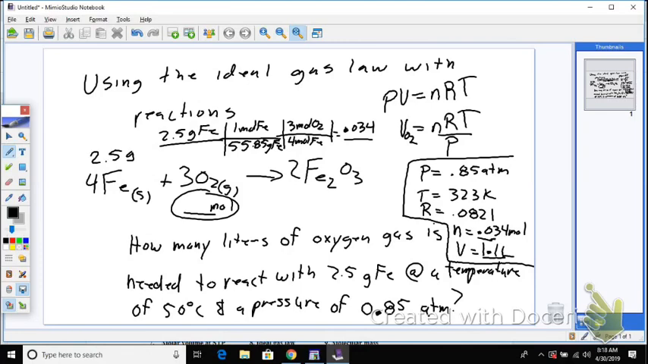So if I did a reaction, and I knew it was going to take place around this temperature, I would need at least 1.1 liters of oxygen gas to be put with the 2.5 grams, and then the reaction would go. Okay, everything would be used up.